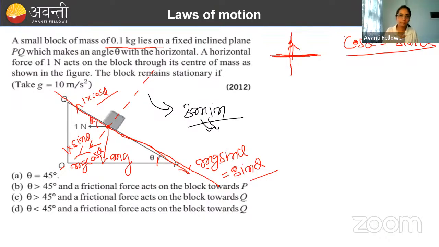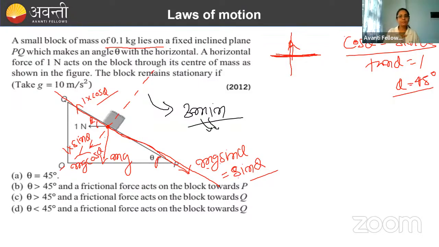And this is only possible if theta is equal to how much? Cos theta equals sin theta, so tan theta becomes equal to 1. So theta equals 45 degrees. If the angle is 45 degrees, what will happen? No friction will act. The block will remain stationary. Now, what will be the case if theta is not 45? If theta is not 45, then there will be a net external force acting on it. In that case, sin theta will not be equal to cos theta.